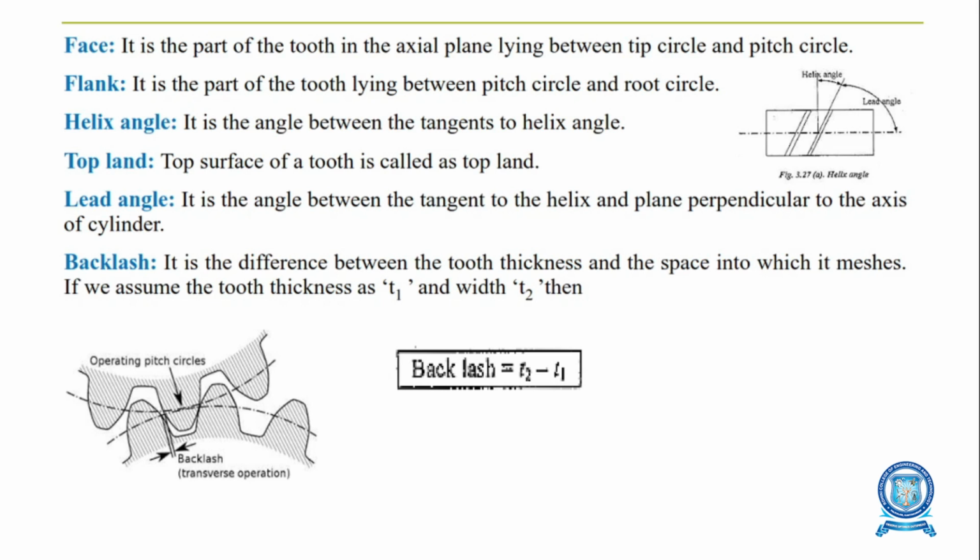Backlash in gears is the play or clearance between mating teeth. The greater the accuracy, the smaller the backlash is. So backlash is the difference between the tooth thickness T1 and the width T2. So backlash is equal to T2 minus T1.